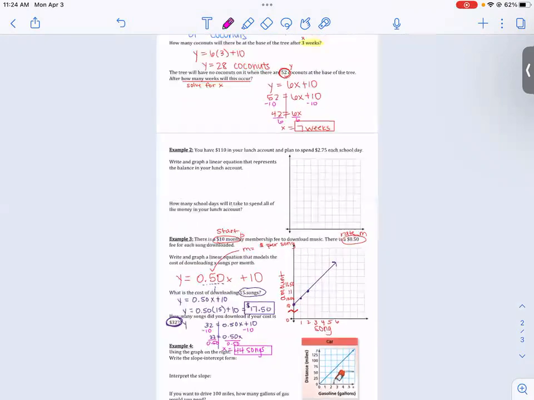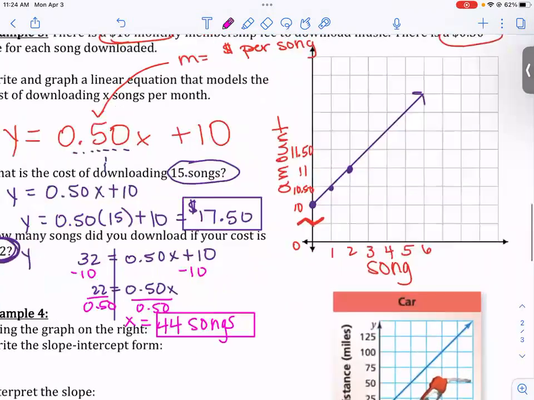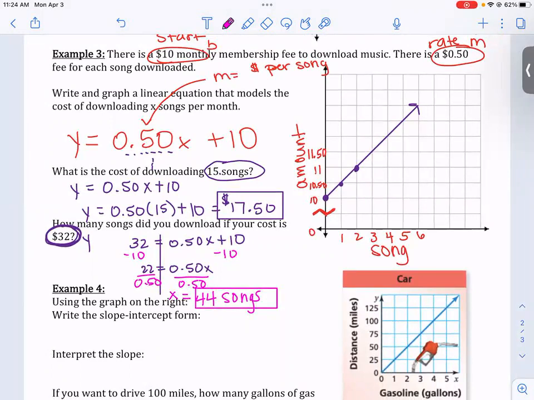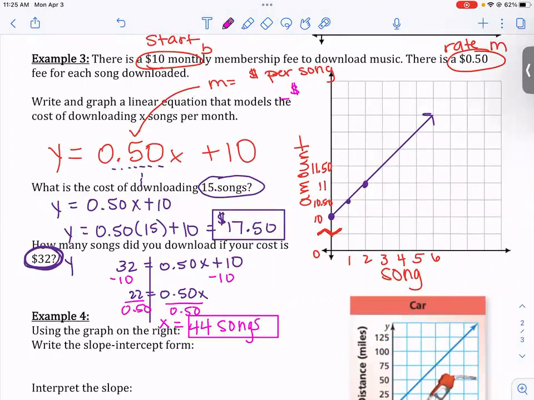Okay, now let's talk about something real quick. How do we know which one's the Y and which one's the X? Okay, this is what I want you to do. I want you to think about your rate. Okay, since this slope was dollar, like the amount per song. Well, let's write that as a fraction. We would write dollars over song. Okay, well, since our slope is rise over run, rise is money, run is song. That's why we labeled our rise as the amount and our run as the song.